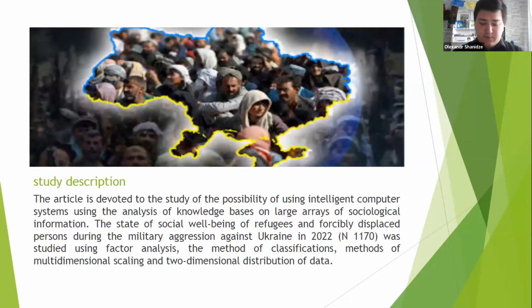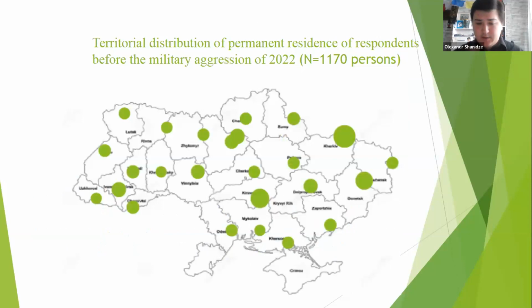The state of social well-being of refugees and forcibly displaced persons during the military aggression against Ukraine in 2022. The number of respondents, 1,170 people, was studied using factor analysis, the methods of classification, methods of multi-dimensional scaling, and two-dimensional distribution of data. Our research was conducted in the summer of 2022. On the slide, you can see from which regions of Ukraine the refugees and forcibly displaced persons who participated in our research came from.